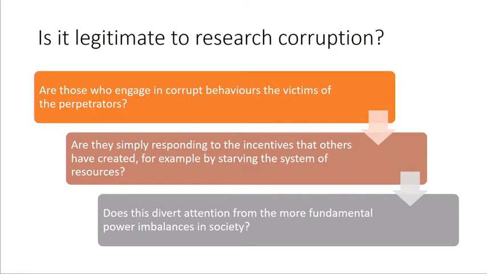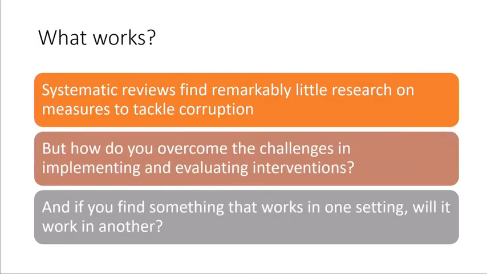The final challenge, on the next slide, is how do we know what works? We need research if we're going to be able to talk about corruption and what to do. But the problem is that when we look at the systematic reviews, they find remarkably little research on what works to tackle corruption. We can find papers which describe the problem, but they don't tell us what works and in what circumstances. And there are huge challenges in implementing and evaluating interventions, not least because there are a lot of people who don't want you to do them, and also because it may be challenging even to get people to recognize that there is a problem.